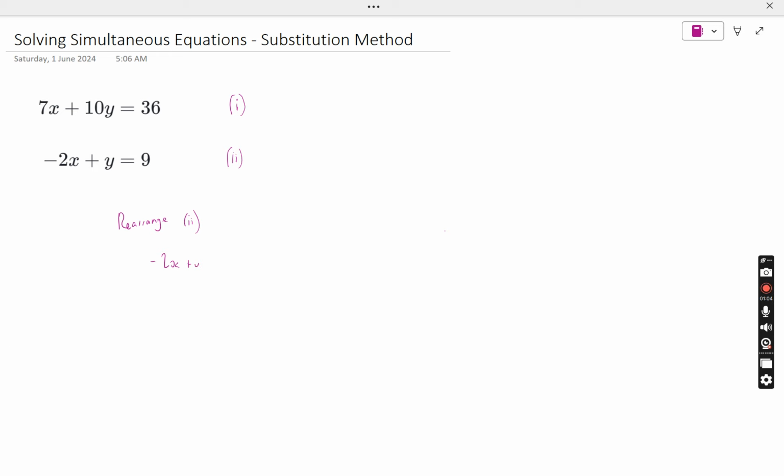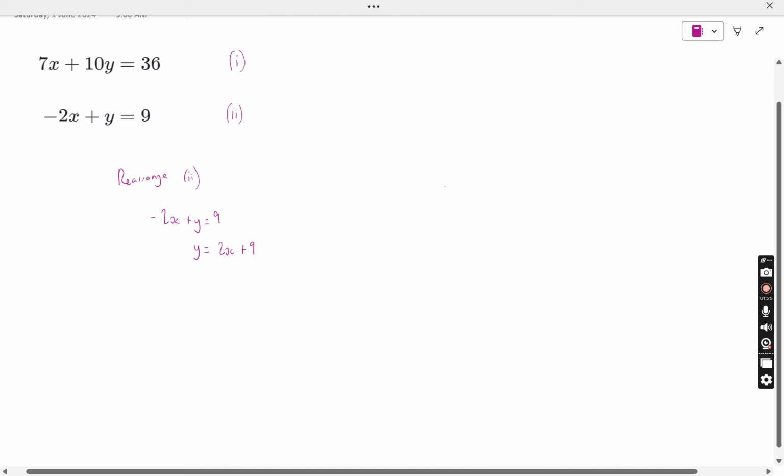First step, rewrite the whole thing. Negative 2x plus y equals 9. And now I want to try and get y equals something. So I'm going to add 2x to both sides. So y equals 2x plus 9. Okay, we've rearranged equation 2. Now I'm going to substitute.